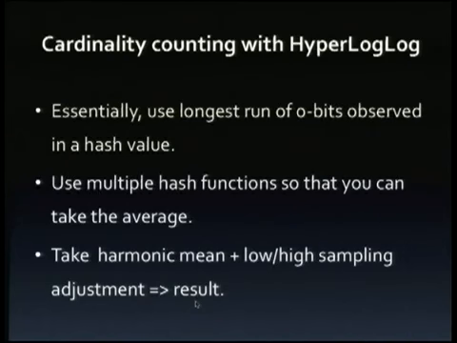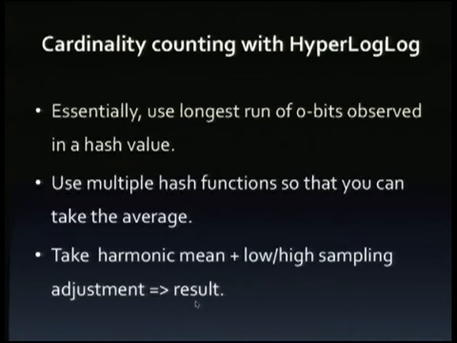So essentially what you do is you take a bunch of objects, you convert all of those objects into hash values, and then you look at those hash values and you count, for each hash value, the longest run of 0 bits that you see in that hash value. And that tells you how rare that hash value was, which gives you an estimate of how many distinct objects you've seen. And as long as your hash function's not probabilistic, as long as it's reliable, you'll find that you converge closer and closer to the correct answer.